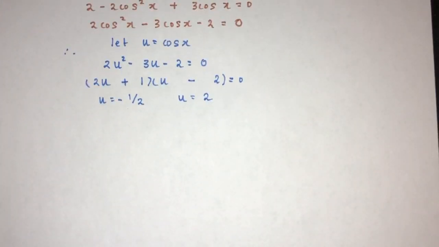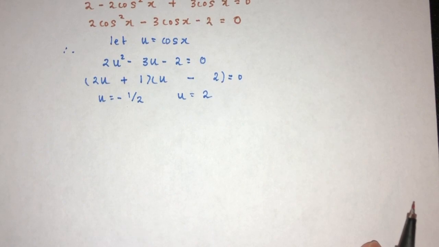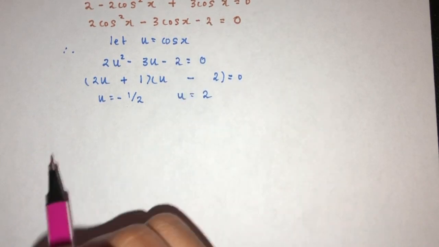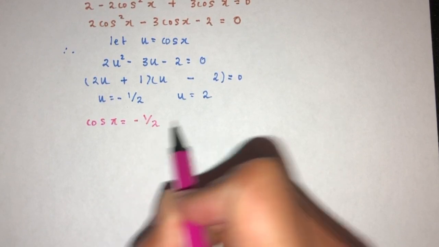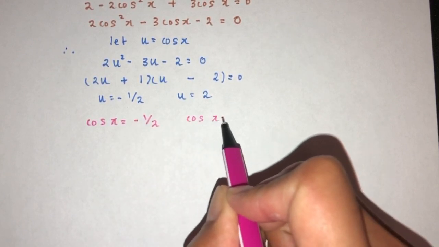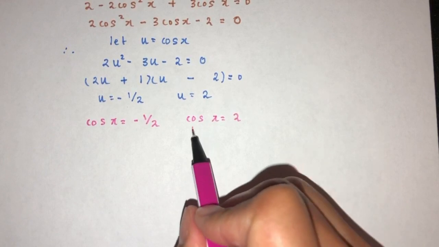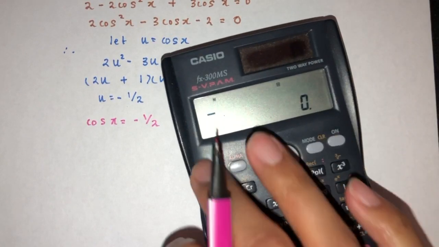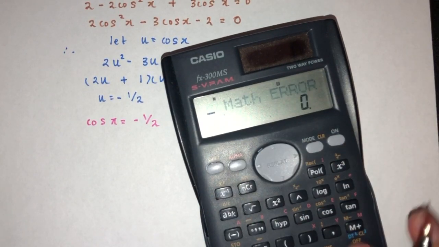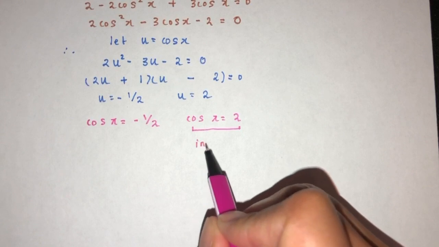But again, I'm not trying to find the value of u, I'm trying to find the value of cos x. So u is cos x, which has to be minus half, and cos x has to be 2. Now this one is not valid because we know cos x can only be between minus 1 and 1. You can check. Cos inverse of 2 is an error, so it's not possible. So invalid.